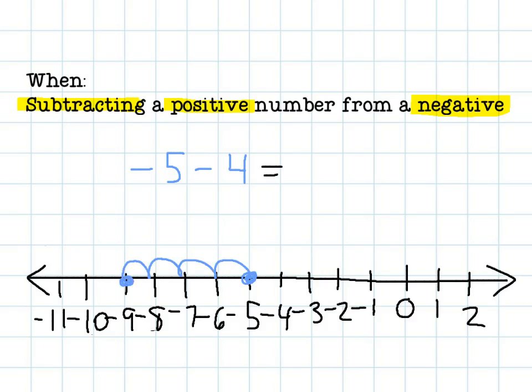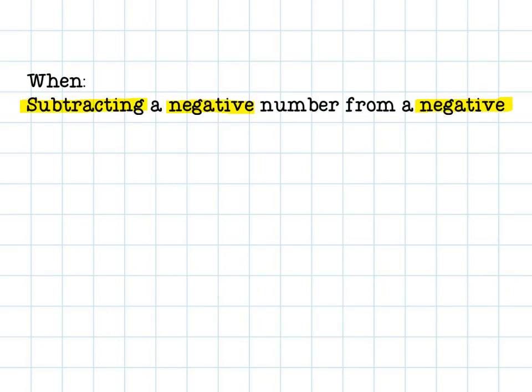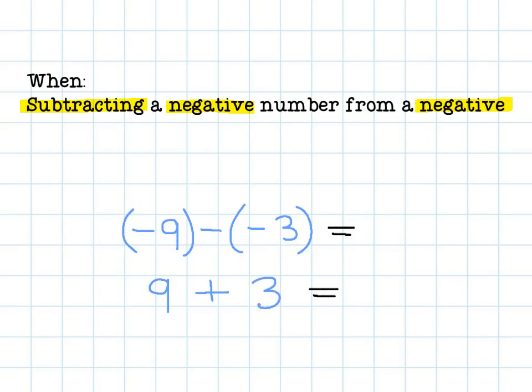Now, when you are subtracting a negative number from a negative, you are going to turn both of the numbers positive. So all the minuses and negatives turn into pluses and positives. Let's say you want to subtract negative 3 from negative 9. First, turn all negatives into positives. So now negative 9 is 9, then minus is plus, and negative 3 is 3. Now you can just do the math, which is 12, and the answer stays the same, so it is 12.